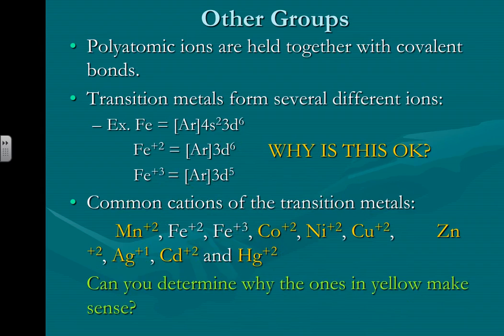My final question for you would be, do you remember or could you explain why the ones in yellow make sense? And it's all going to be based on the same types of things that we were just talking about. So you look at their electron configuration and you recognize which electrons it might be losing.